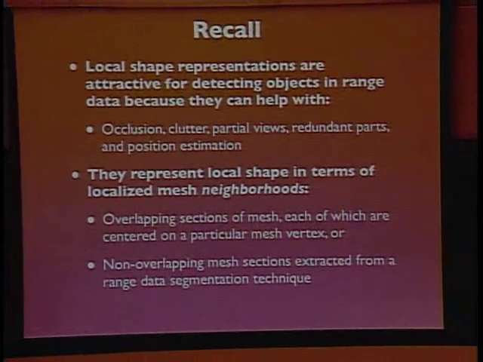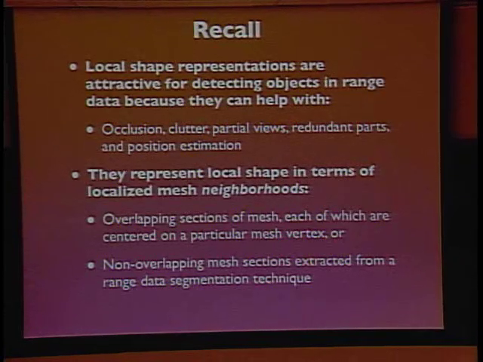Just to remind you of where we are right now, we talked about various reasons why local shape representations are advantageous for a number of different applications of 3D surface data. They can help you with occlusion, clutter, partial views, redundant parts, and estimating the position and orientation of your objects in the scene.